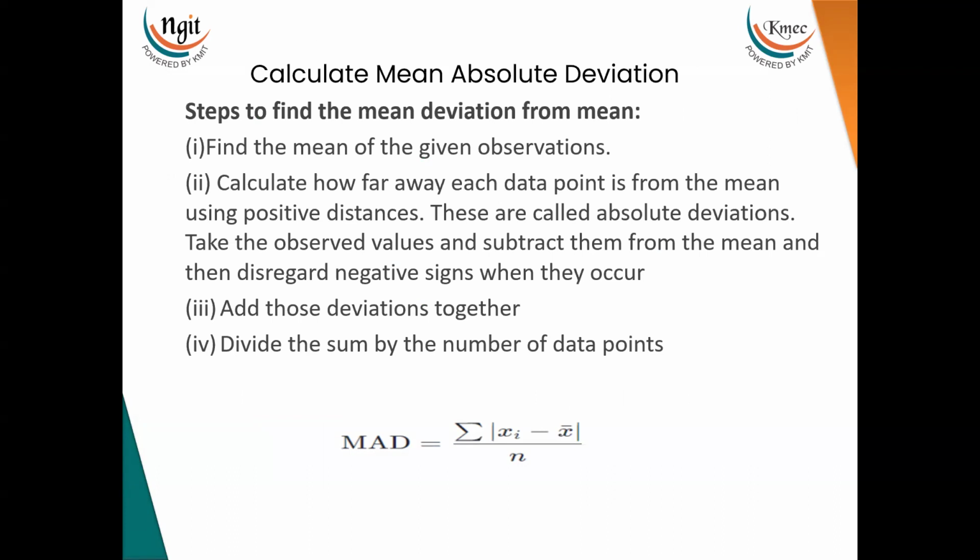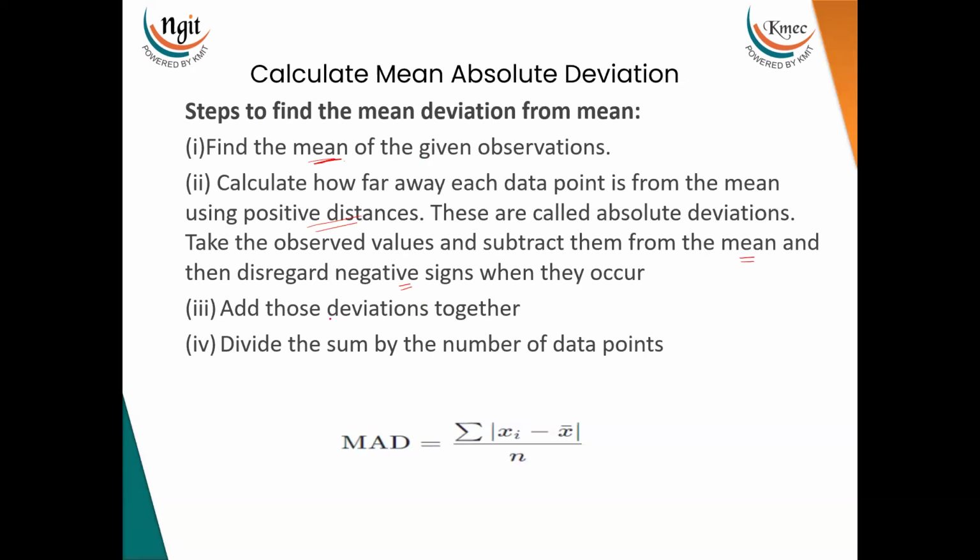There we have to follow 4 steps to find the mean deviation from the mean. The very first step is we have to find the mean of the given observations. You already know how to calculate the mean of a given data set. Then calculate how far each data point is from the mean using positive distances. So these are called absolute deviations. Take the observed values and subtract them from the mean and then discard negative signs. Whenever there is a negative sign, we simply discard it.